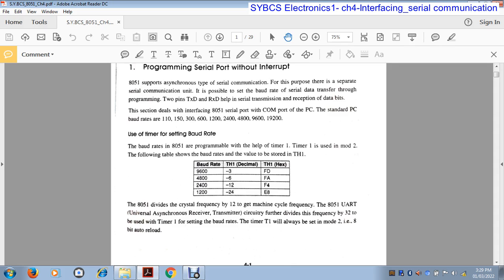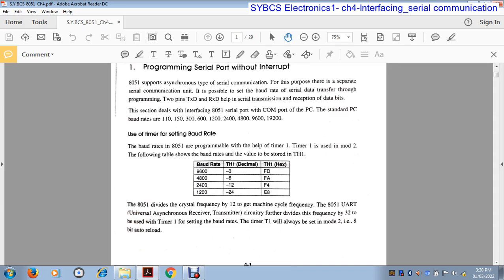Okay, so the 8051 divides the crystal frequency by 12 to get the machine cycle frequency. We saw this in chapter 3. So we divide the crystal frequency by 12, and after dividing the crystal frequency by 12, we get the timer frequency.